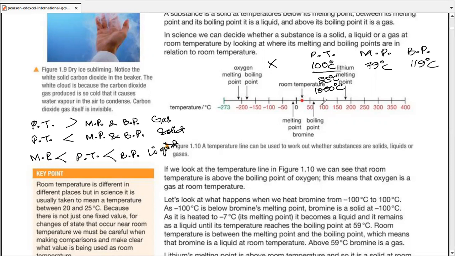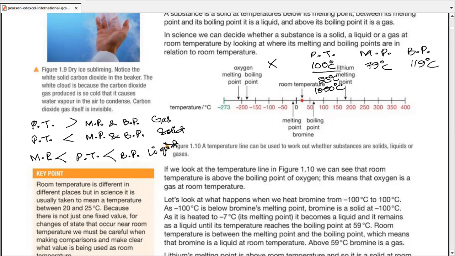So it's a gas at 25 degrees centigrade, and it's also gas at 1000 degrees centigrade. Oh, yeah. Wait, won't it be gas if it's bigger than its melting point and boiling point? If the particular temperature is bigger than its melting and boiling point, then definitely it would be a gas. But if the particular temperature is smaller than the melting and boiling point, it would be a solid.